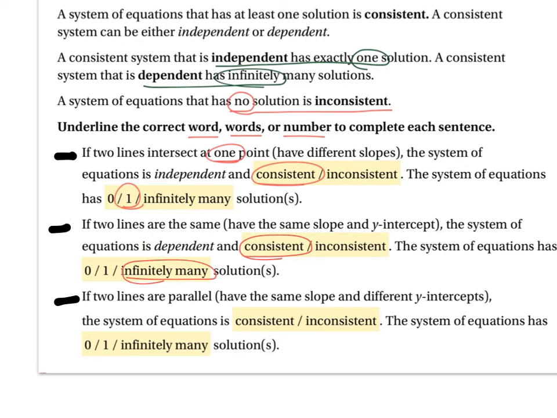Now, if the lines are parallel, which means they have the same slope but different y-intercepts, they never cross. Since they never cross, they're inconsistent because they have no points in common. And that means they have zero solutions.